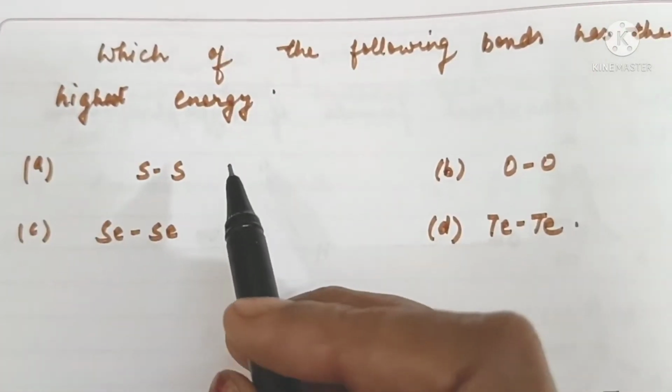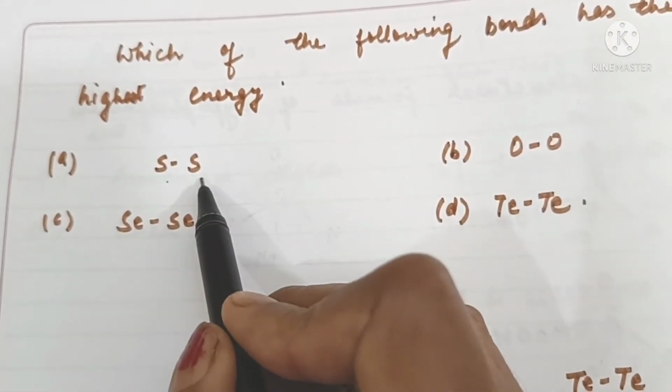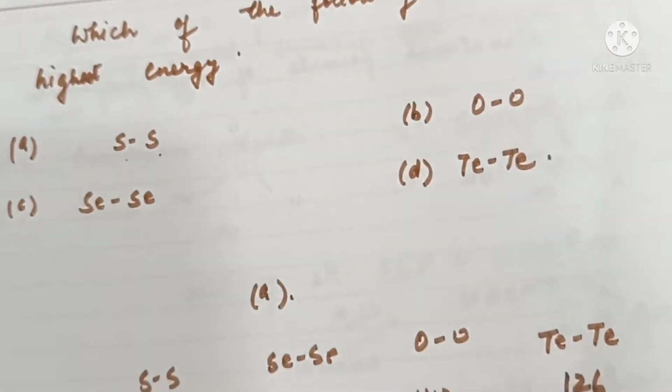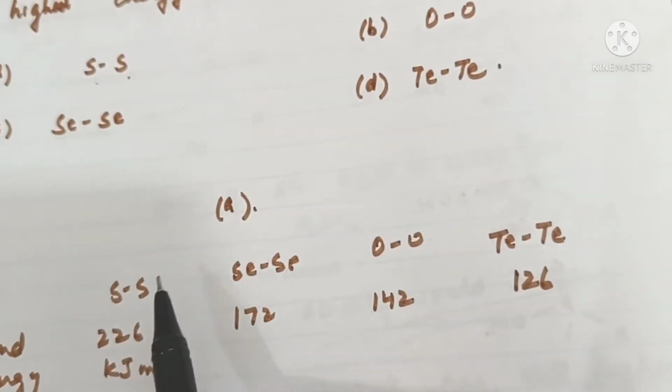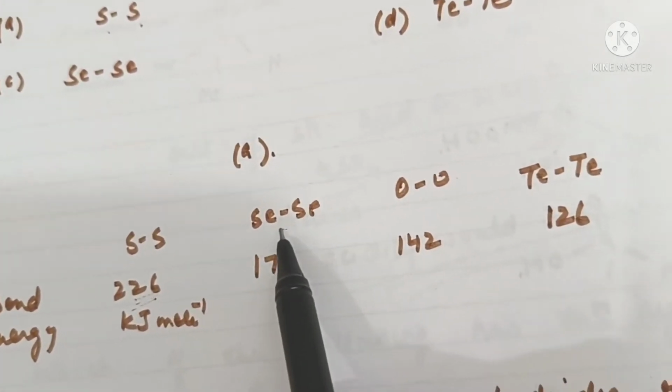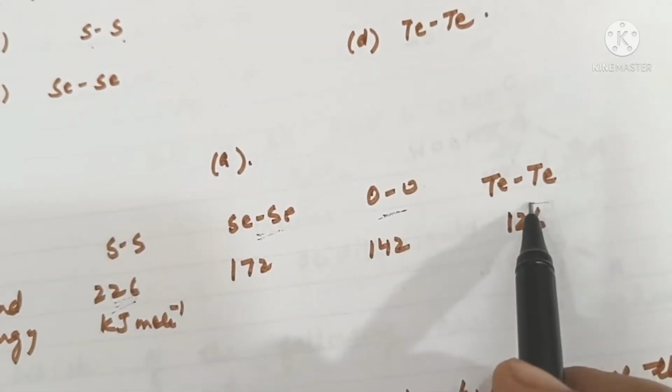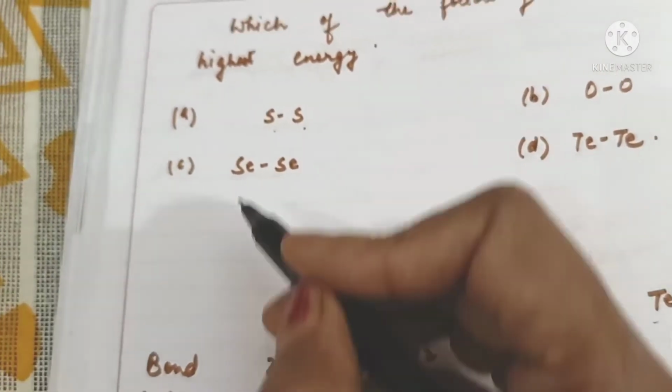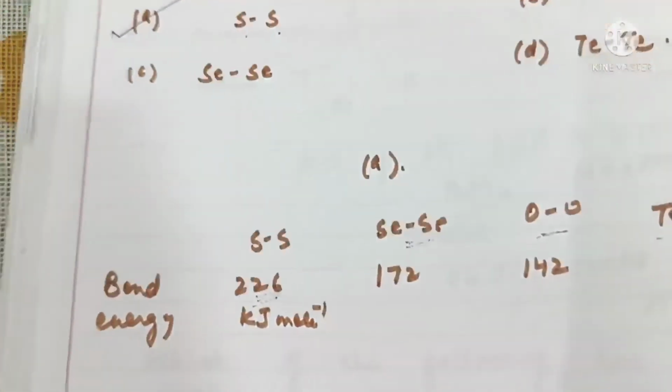Which of the following bonds has the highest energy? Sulfur-sulfur bond will have the highest energy. The order is sulfur-sulfur bond energy 226, then selenium-selenium, then oxygen, then tellurium-tellurium. Option A is the correct answer.